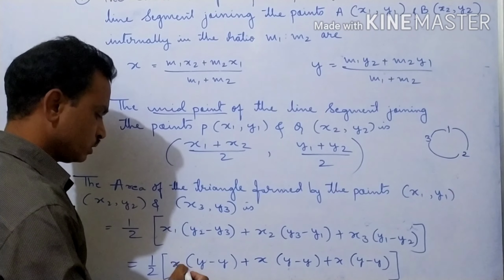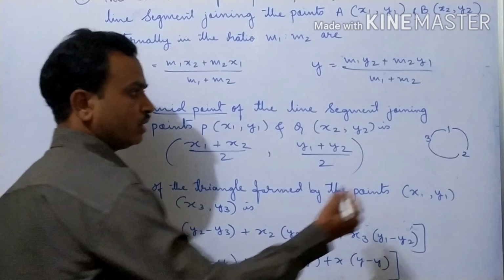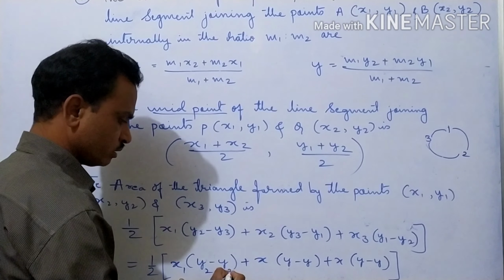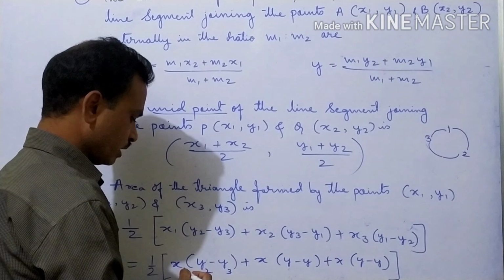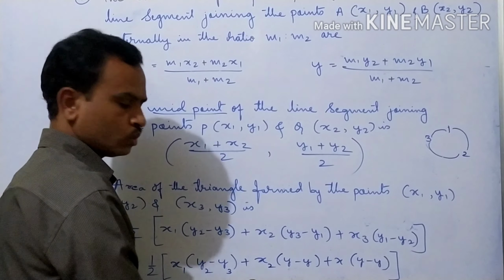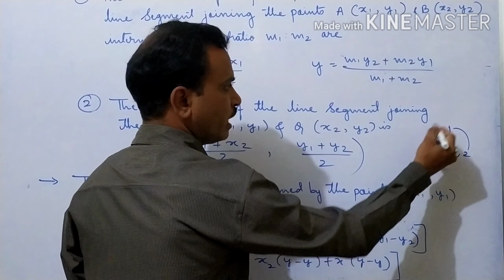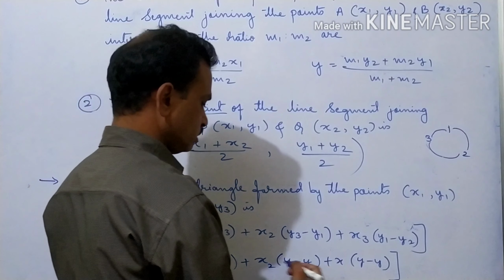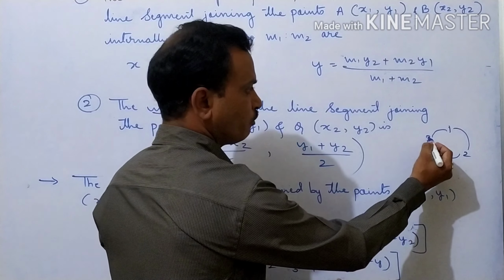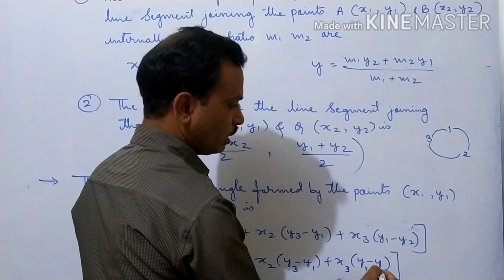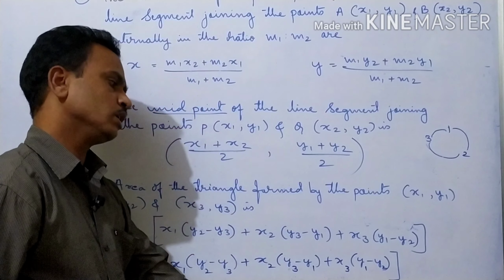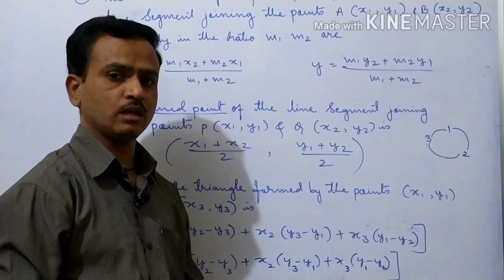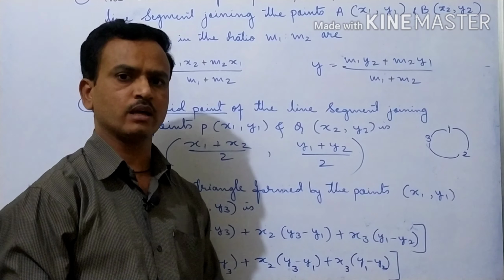First you write 1. After 1 there are 2 and 3, so you write 2 and 3 here. Next, x2, then here you write 2. After 2 what should we take? 3 and 1. Inside the bracket you write 3 and 1. Then next you take 3. After 3 again two numbers, 1 and 2. Like this you should remember the formula. This is the formula to find the area of a triangle.